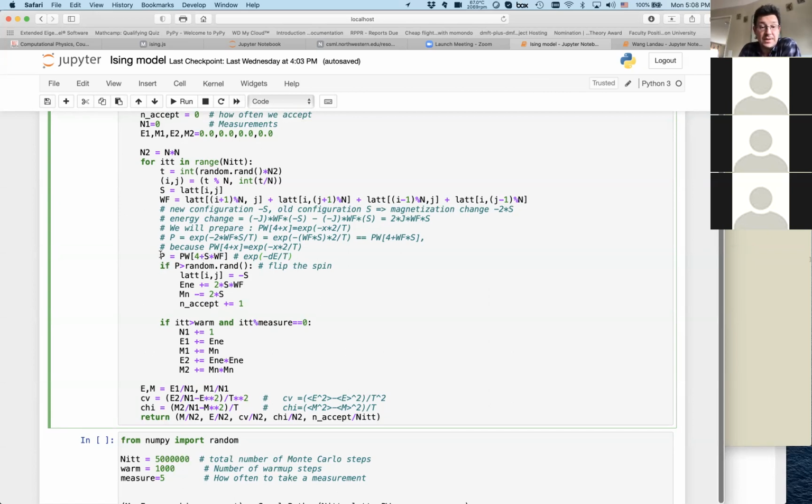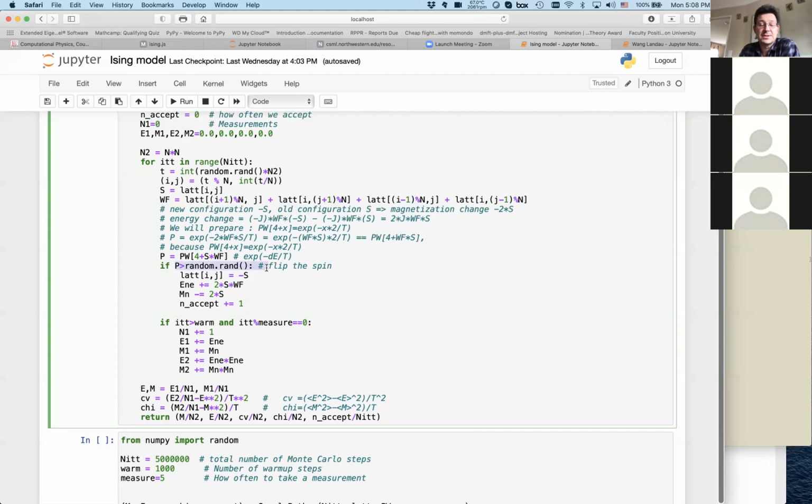Now, this P can be either bigger than 1 or smaller than 1, because these exponents can be exponents of a positive number. If P is bigger than 1, we are always going to accept the step. And if P is less than 1, we are going to accept the step sometimes and sometimes not, with probability equal to P, isn't it? When P is less than 1. And so that's the statement to write.